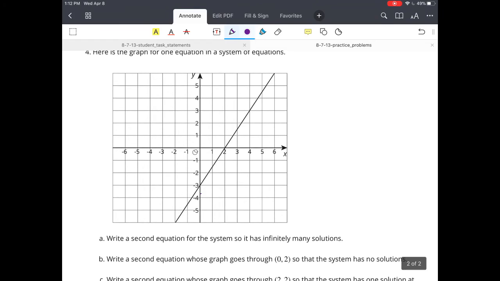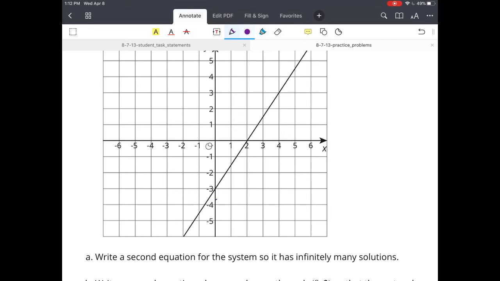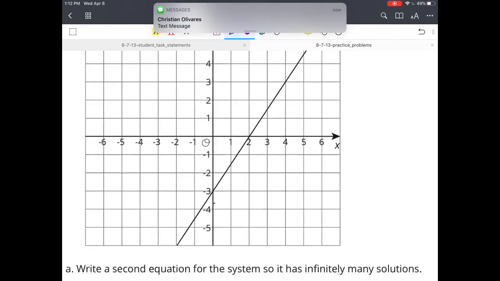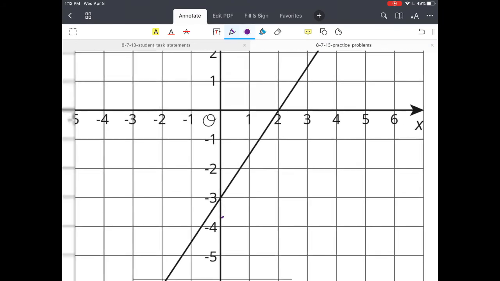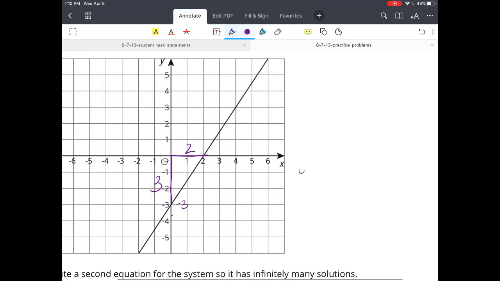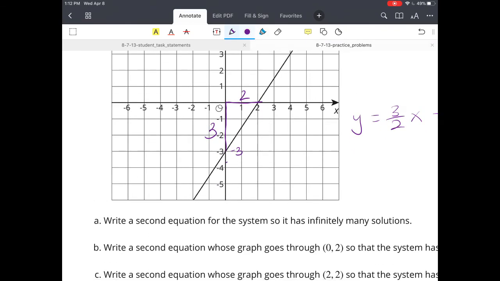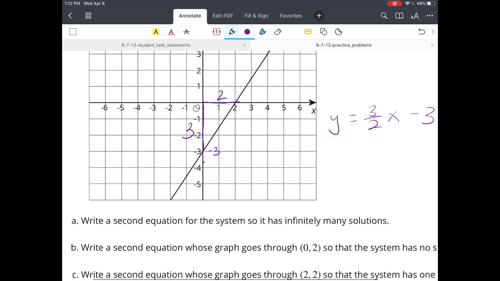And then this one, we have to write the equation, okay? So write a second equation for the system so it has infinitely many solutions. So first, let's find this, okay? Your starting value is -3, and your slope is 3 over 2. So the equation is y equals 3 over 2x minus 3, okay? So if we want to write a second equation so that it has infinitely many solutions, this means it's the same equation, right? Because you want them to cross infinitely many times.